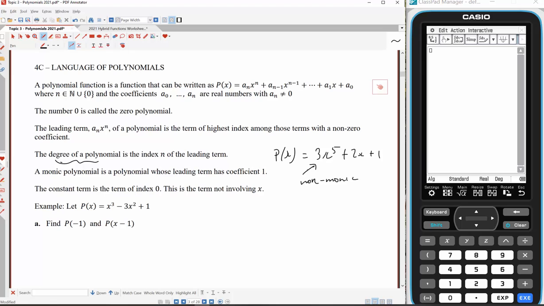The constant term is a term of index 0. This is the term, or is the term not involving x. So this would be the example of the constant term.